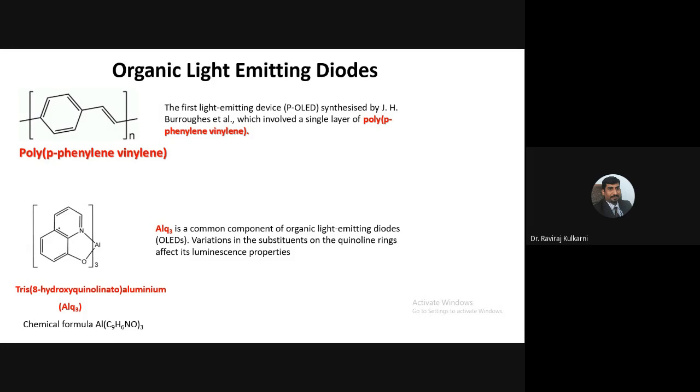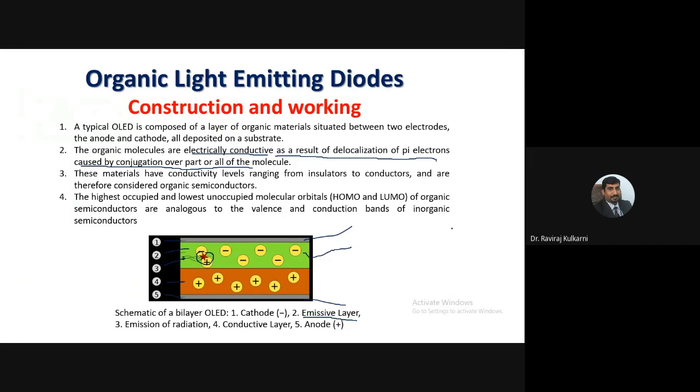These pi electrons, actually there are two electrons here. We show the double bond, but actually we have two electrons to form a pi bond. If one electron is left, it will be delocalized everywhere. It can move anywhere. So delocalization means it moves. Because of that, these materials are electrically conductive, with conductivity levels ranging from insulator to conductor. They are basically semiconductors, called organic semiconductors.